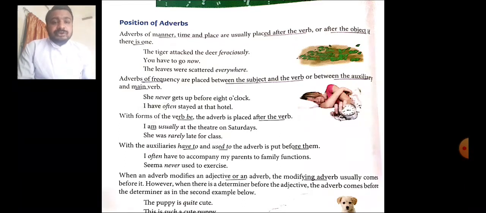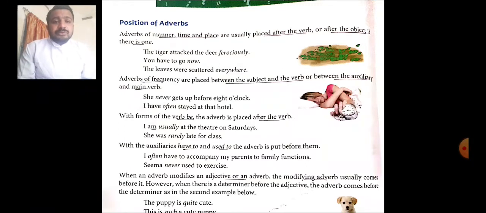Now, with the forms of the verb be, the adverb is placed after the verb. If there are forms of be, then the adverb is placed after the verb. For example, I am usually at the theater on Saturdays. She was rarely late for the class. This adverb of frequency can be used after the auxiliary verb or after the verb be.